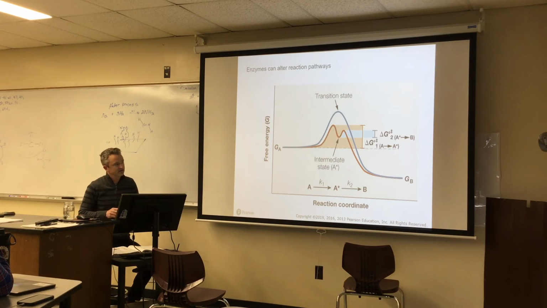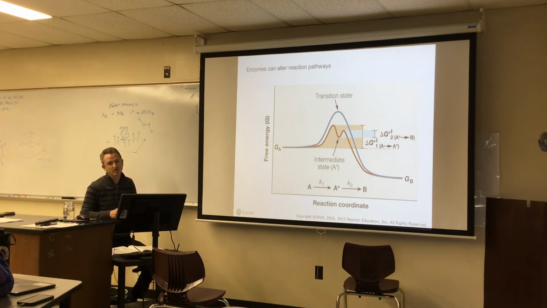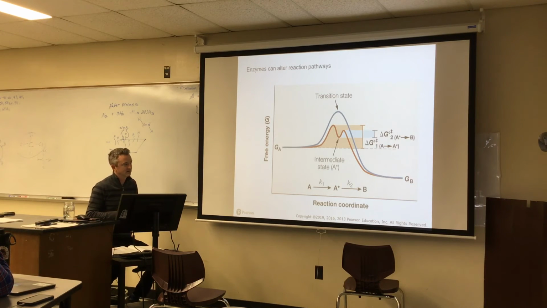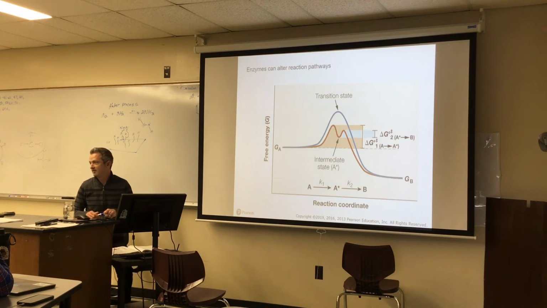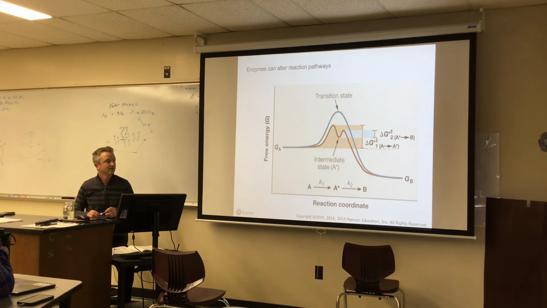What is this graph showing you? What is this reaction coordinate diagram showing you? There's two transition states. I'll show you a small snippet of an enzyme. What else? It shows you the energy difference between a transition state and an intermediate state.